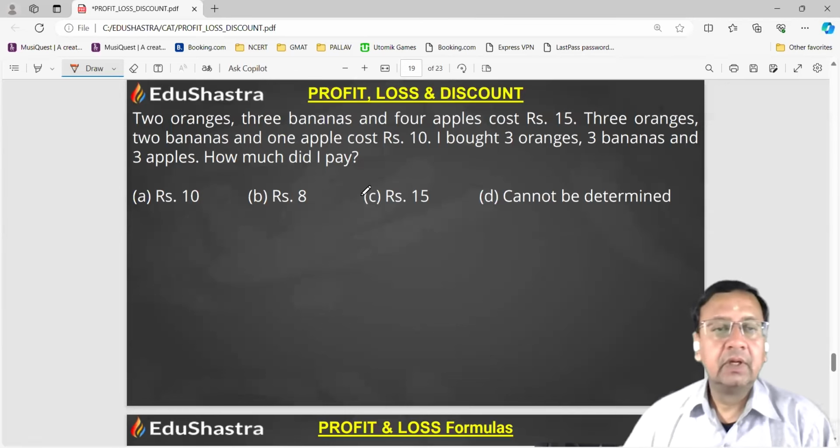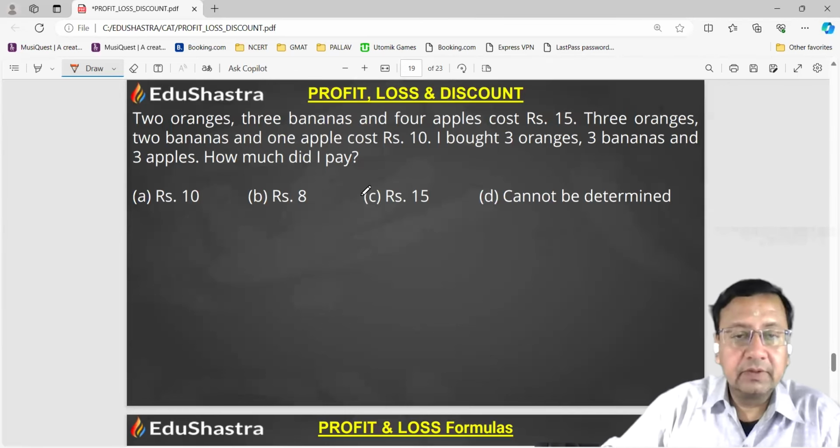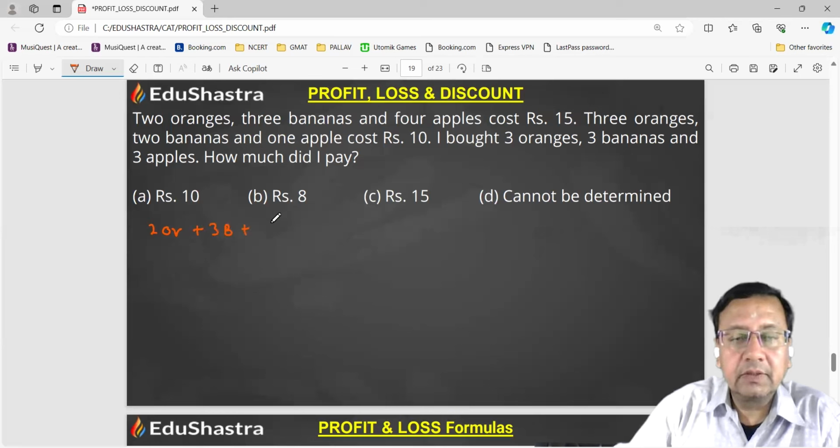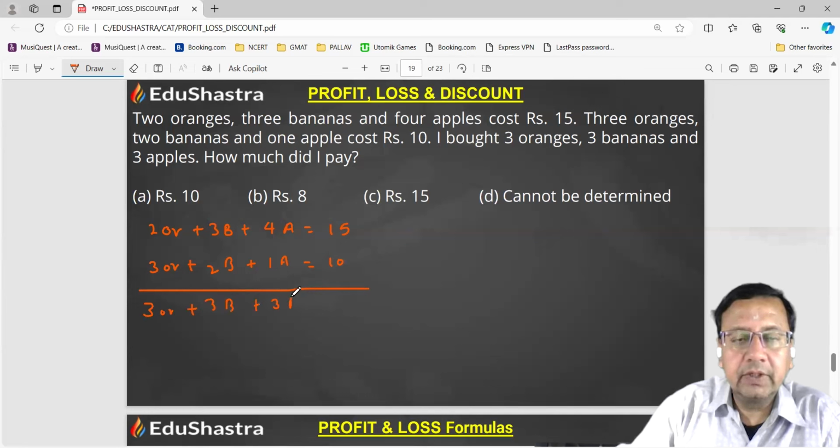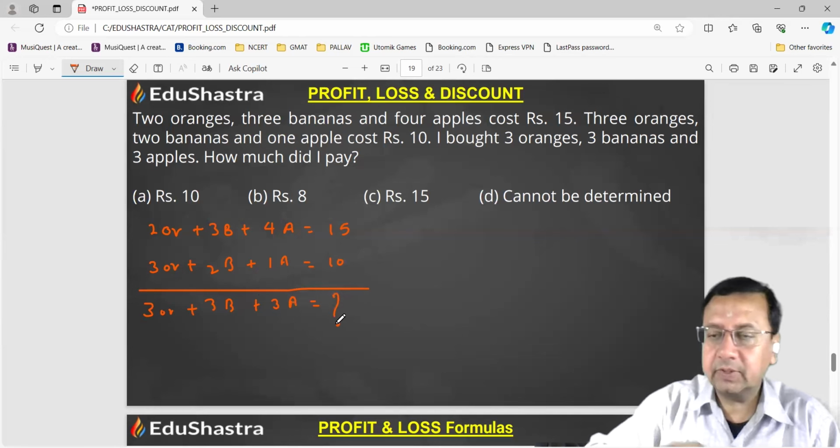Okay. So first, see, the first expression says two oranges plus three bananas plus four apples cost 15. Right, first one. And then three oranges plus two bananas plus one apple cost 10. And I want the value for three oranges plus three bananas plus three apples. This I want to calculate.